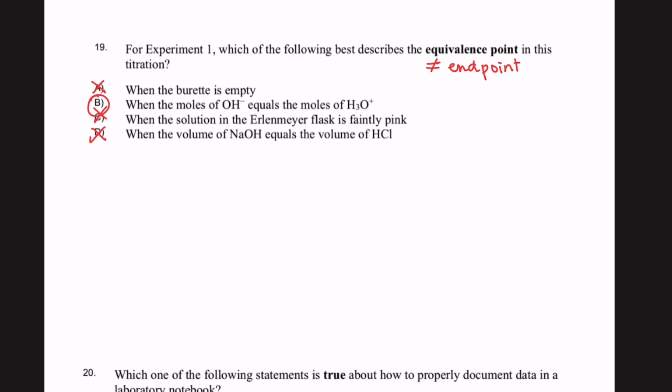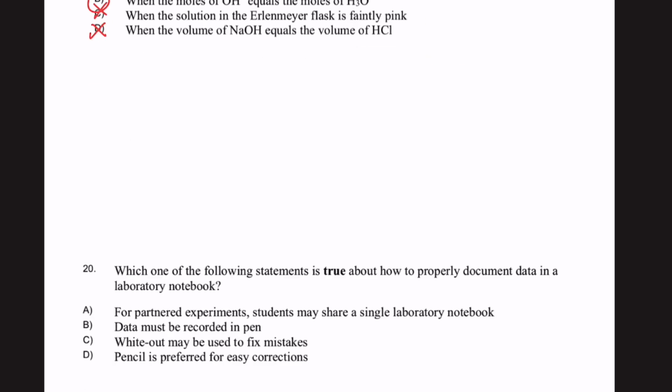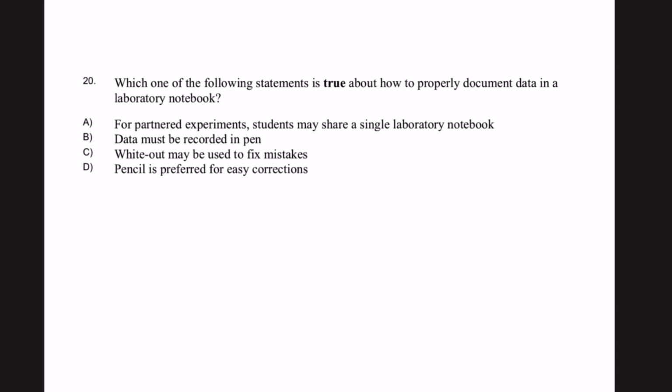When the moles of OH equals the moles of H3O+, that is going to be when we have a neutral solution and we have our equivalence point. And finally, question 20. Which of the following statements is true about how to properly document data in a laboratory notebook? This one is pretty simple. It's going to be that your data must be recorded in pen. I don't think we need much help with that one.